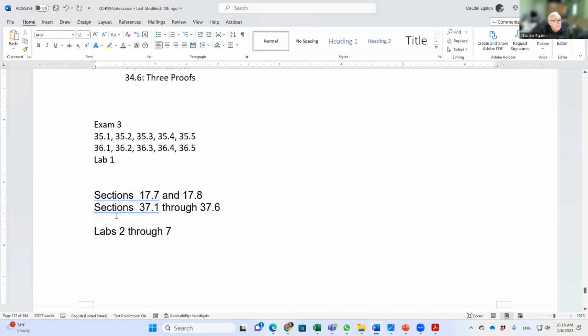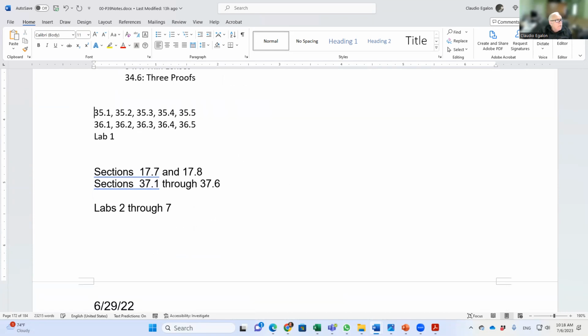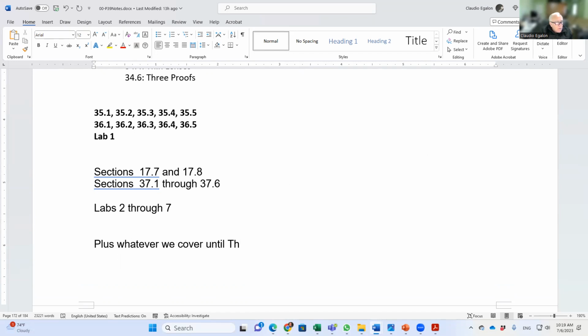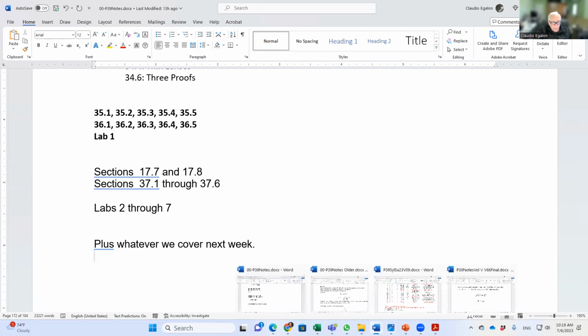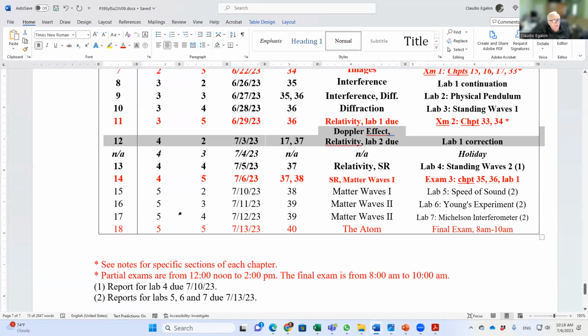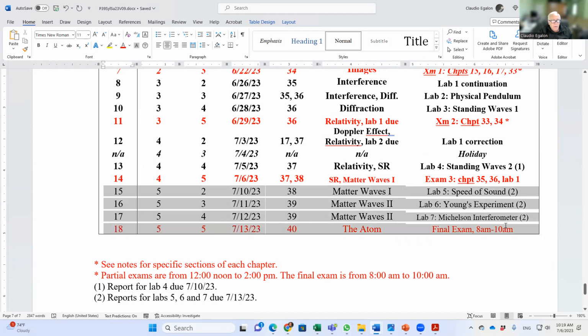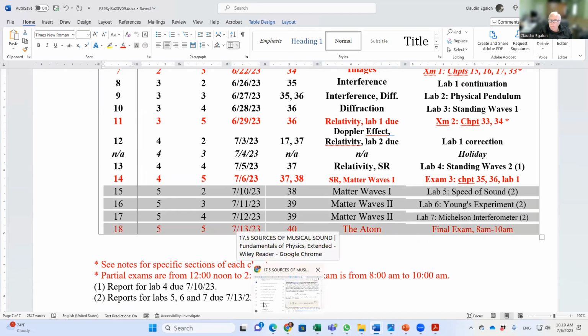And then, nope, take out. I want to emphasize this one is exam 3, so I'm going to put boldface, plus whatever we cover until whatever we cover next week. Okay, next week is matter waves and the atom.